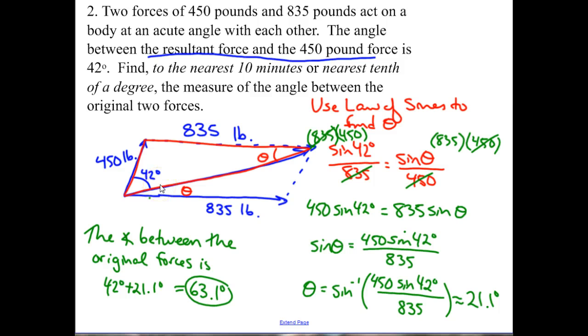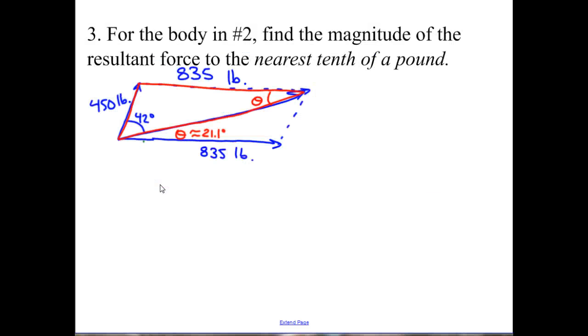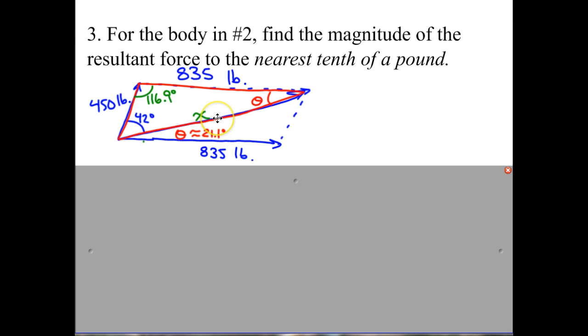Last example I'd like to consider is number 3. Okay, it says, for the body in number 2, find the magnitude of the resultant force. Okay, so now we know this is a 21.1, and I'm interested in the resultant force, which would be right here in the middle. Okay, so that's the x. We also happen to know that this angle up in this top left corner is supplementary to the 63.1 that you computed in the previous question. Therefore, check out what we've got in the red triangle. Okay, I've got side, angle, side, and I'm looking for side.